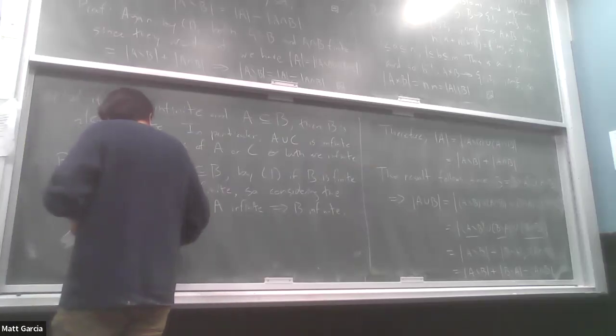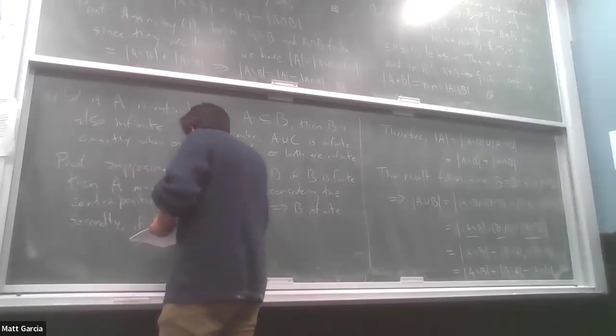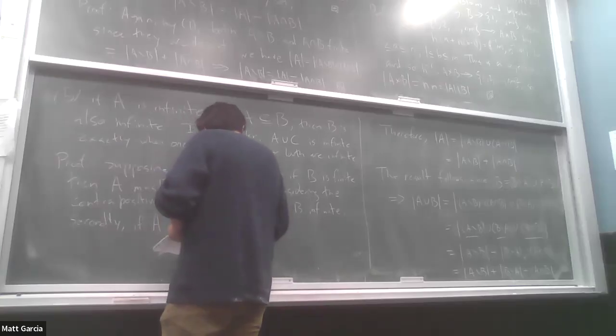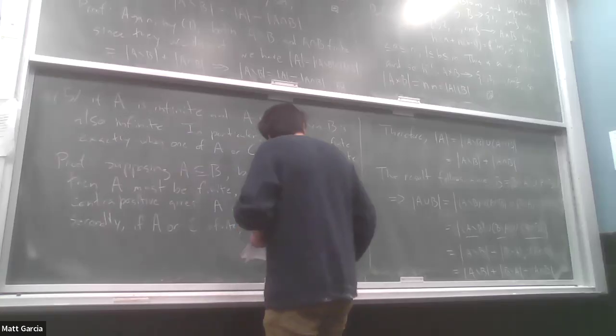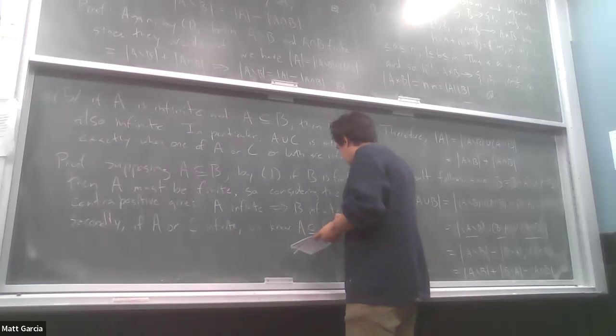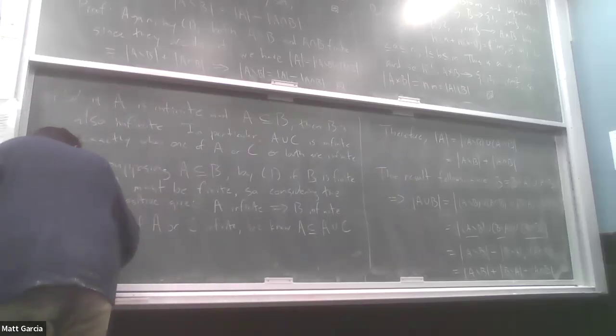Secondly, if A or C is infinite, we know that it's always the case for any union that the things that you're unioning together will both be subsets of the union.